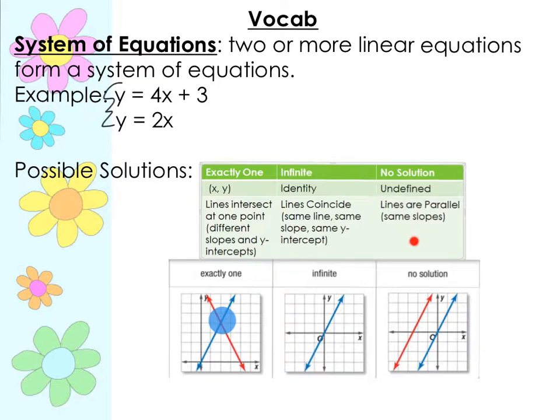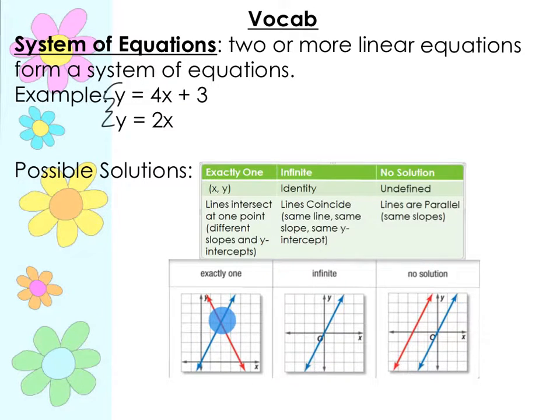Then we have a situation where we have no solution, or it's considered to be undefined. You're just going to tell me that's no solution. This is when the lines are parallel to each other, meaning they have the exact same slope, but their y-intercept is different. You'll notice from the graph that these two lines are parallel. They are the same distance apart the entire time as you move through the graph. So this is an example of no solution.